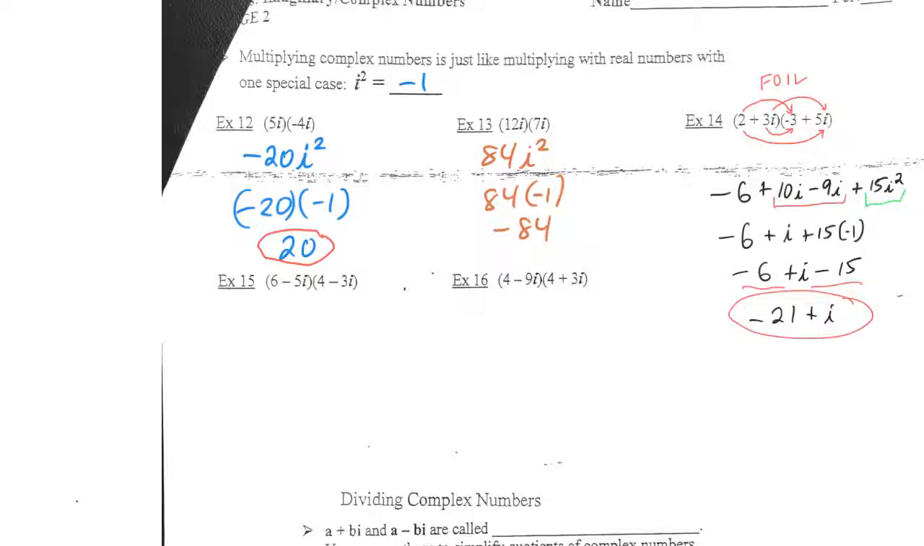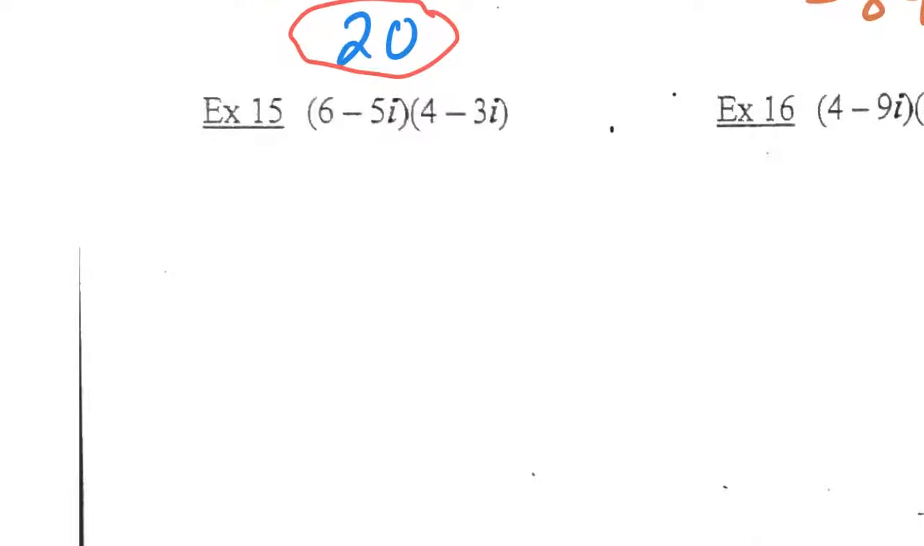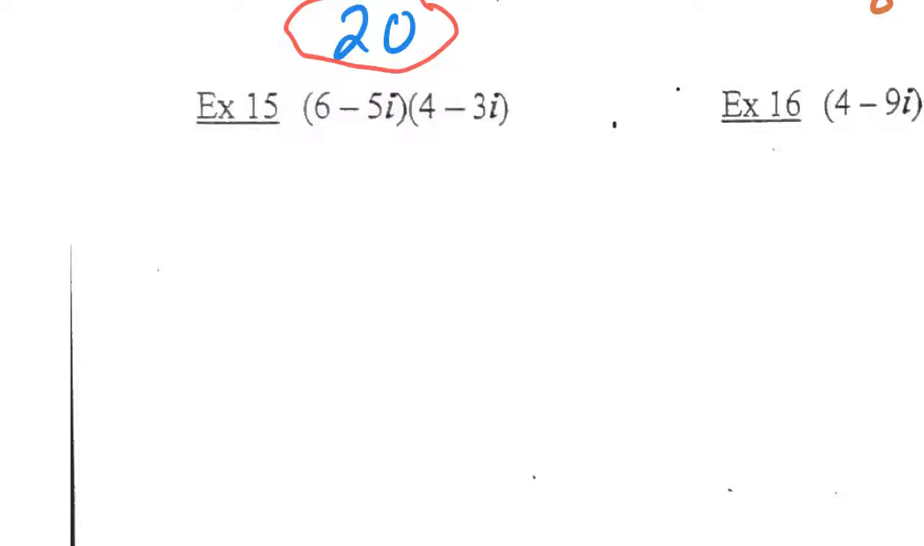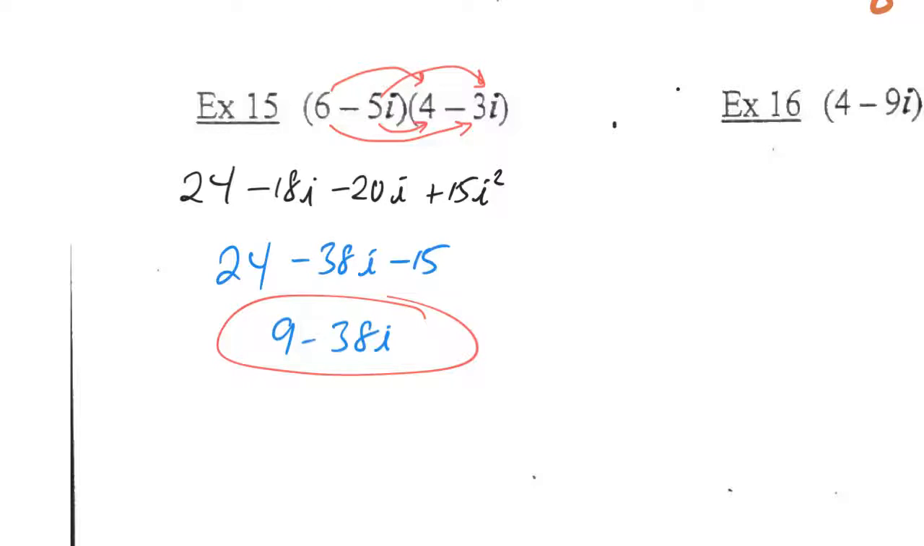Okay, let's take a look at example number 15. I would like you guys to do this one on your own. Please pause the video and come back once you are completed. All right, if you got 9 minus 38i, great job, you did it correctly. If you didn't, take a look back up at this first line and see if you got everything here. 24 minus 18i minus 20i plus 15i squared. So the minus 18i and minus 20i became a minus 38i. The 15i squared became a minus 15. So the 24 and the minus 15 combined to give you the 9.